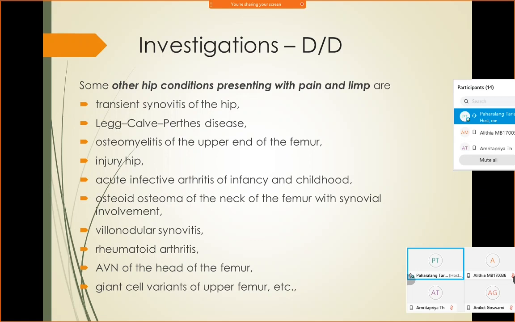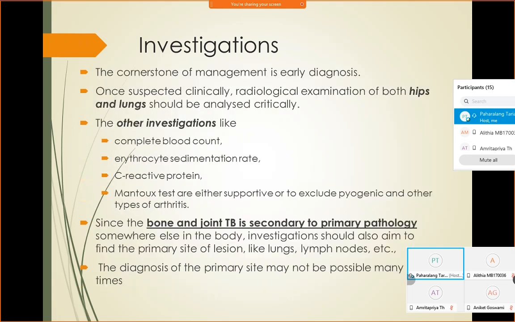How to confirm is usually by MRI, and like what I mentioned earlier, to demonstrate the presence of tubercle bacilli within the hip joint, or even by taking a biopsy from the nearby lymph nodes around the hip joint, the inguinal lymph nodes. I mentioned in the first slide that the most important thing that will help you to manage this case is early diagnosis. It is very important to diagnose it early.